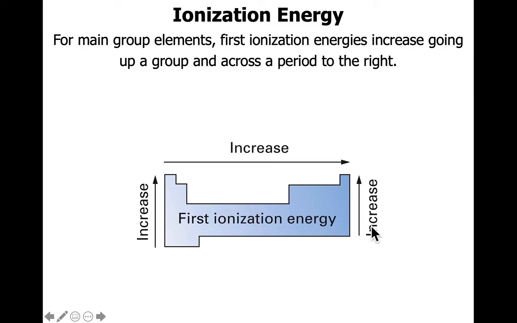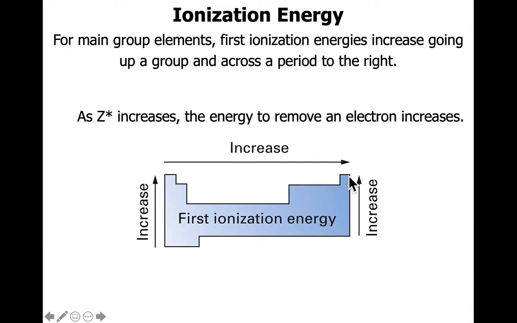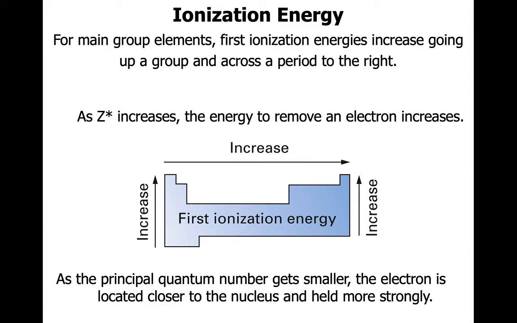Okay, so as you might expect, the highest effective nuclear charge is in the upper right-hand side of the periodic table. And so the highest first ionization energy is also up there. These atoms are small. They have a high effective nuclear charge, so you have a small atom and the electrons are tightly held. And so it's the most difficult to remove an electron from helium. It's the easiest to remove an electron from cesium. As the principal quantum number gets smaller, the electron is located closer and closer to the nucleus. That explains the up and down trend in ionization energy.